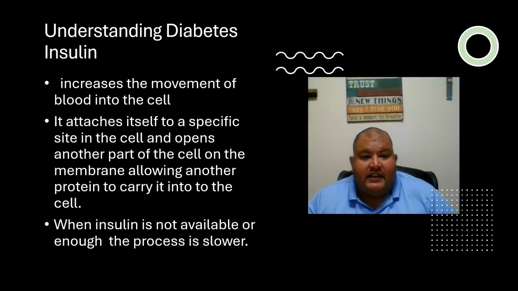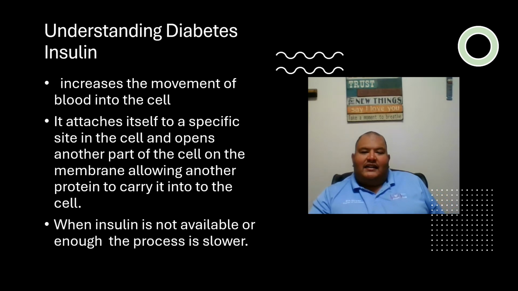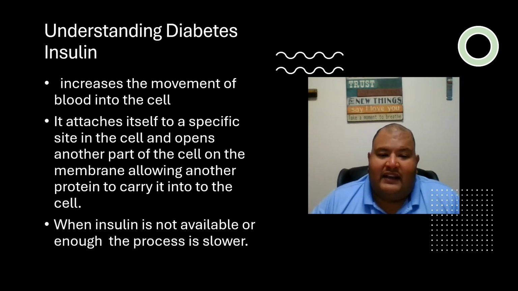Insulin. Insulin increases the movement of glucose into the cell. A lot of people think that the insulin itself carries it into the cell. That's not true. It actually attaches itself to a part of the cell that opens another part of the cell that allows it to move across the membrane by another protein, carrying the glucose into the cell. So, what happens when insulin is not available or not enough? This process is a lot slower. So, therefore, it causes elevation in blood sugar, which can cause a lot of problems.